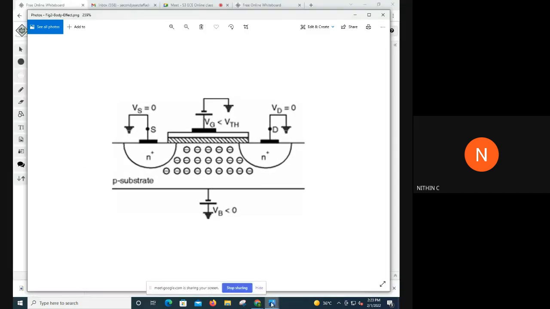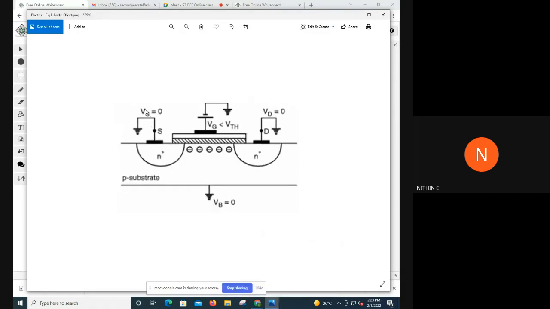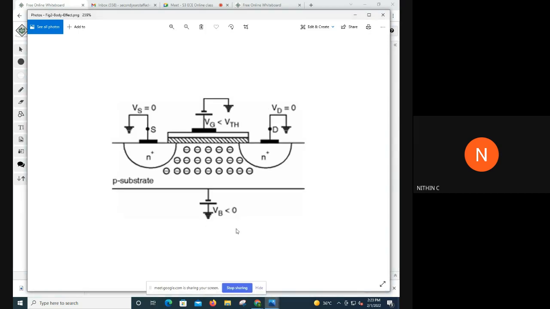The difference between these two figures is this: in the first figure, VS is equal to 0 and VB is also equal to 0. That is, we are assuming that these two are shorted, or having the same potential. If there is a case where the VB value is less than 0, there comes the body effect. If you are having a value of VB which is different from that of VS, VS is actually 0 over here, and VB is less than 0.